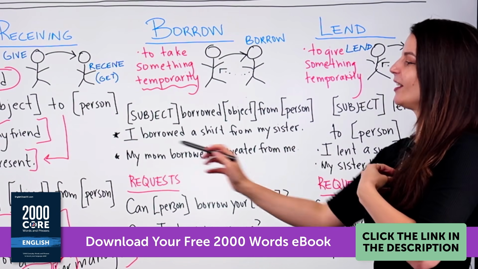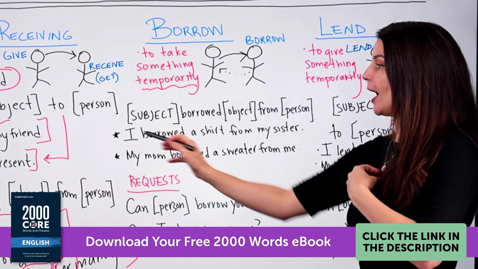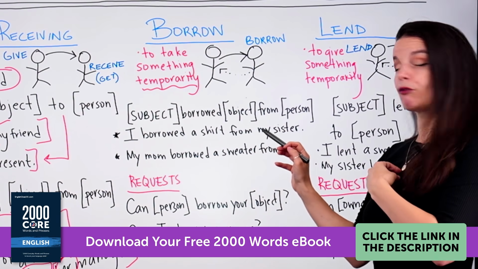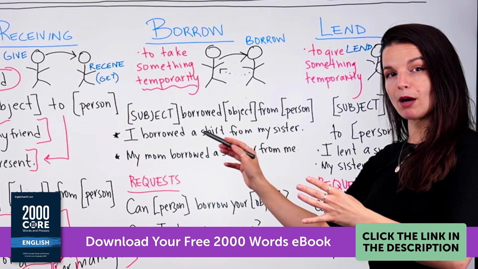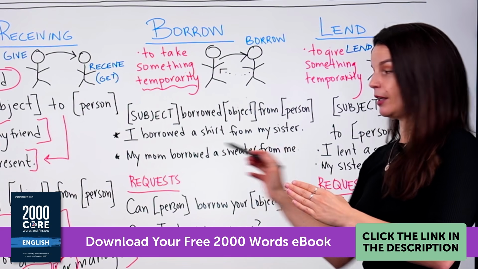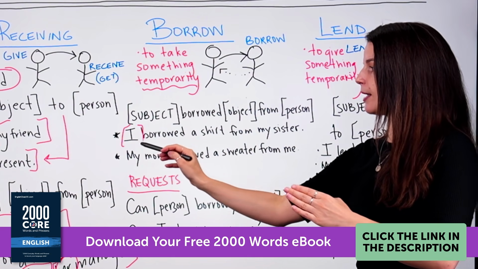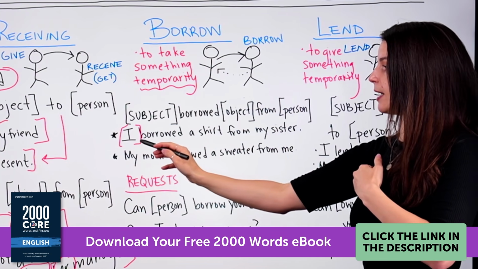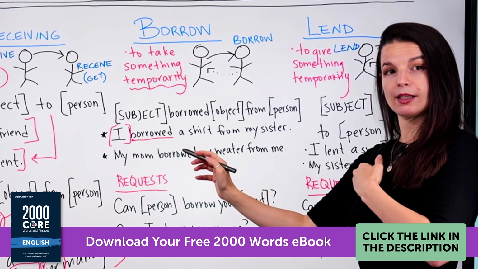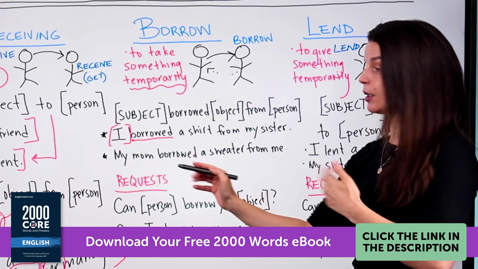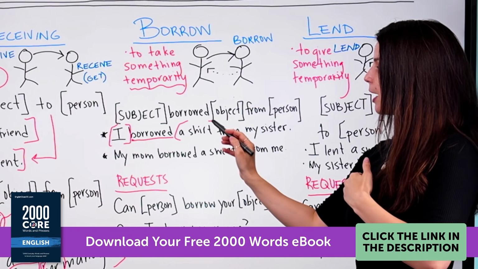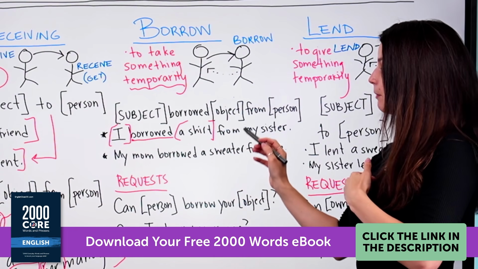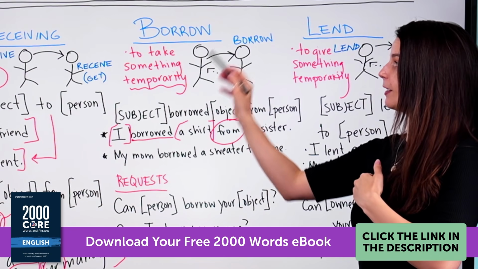Let's look at the examples. First, I borrowed a shirt from my sister. In this case, the subject is I, the person who receives, yeah? Borrow. Past tense, I borrowed. I borrowed, it's finished. What did I borrow? I borrowed a shirt. My preposition is from, right?